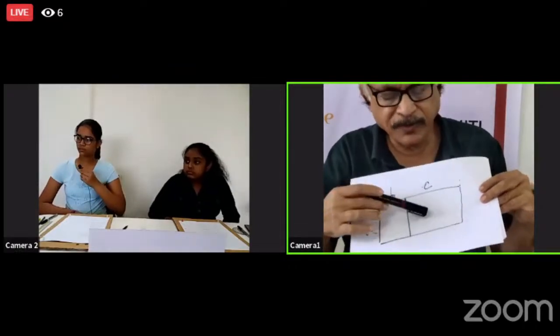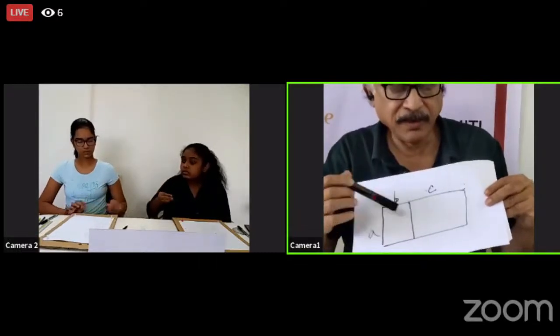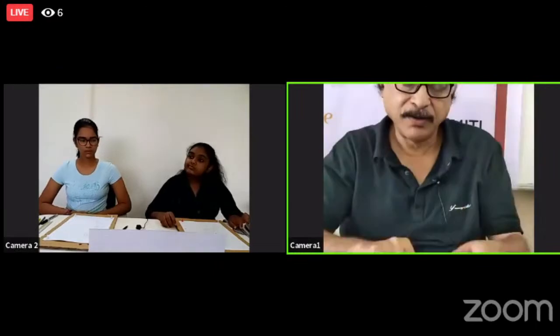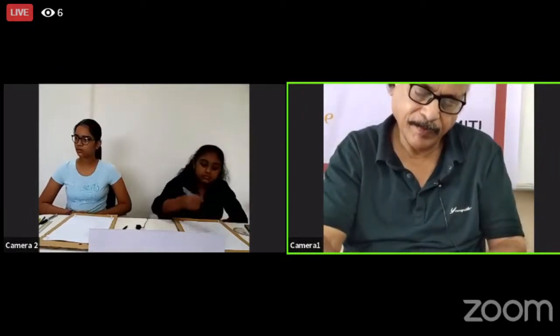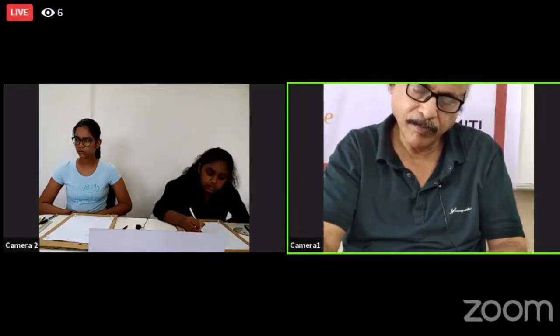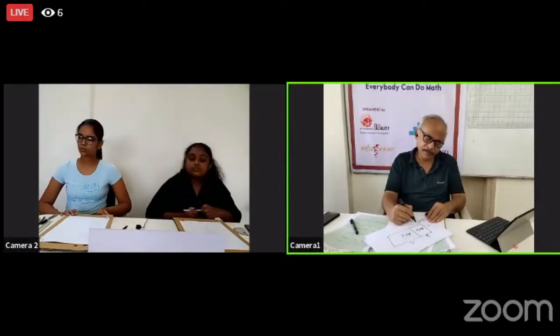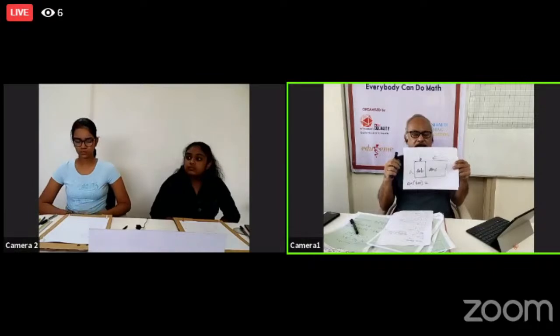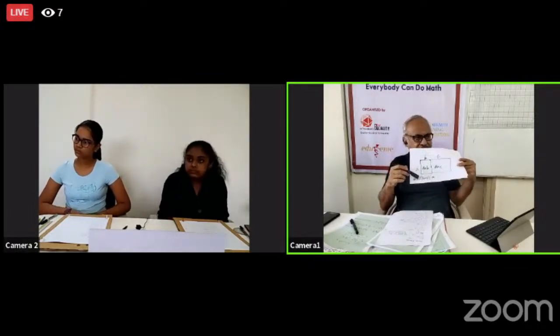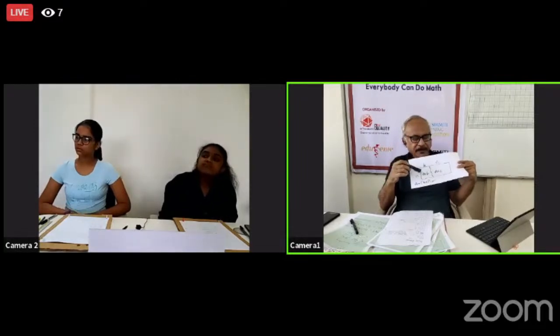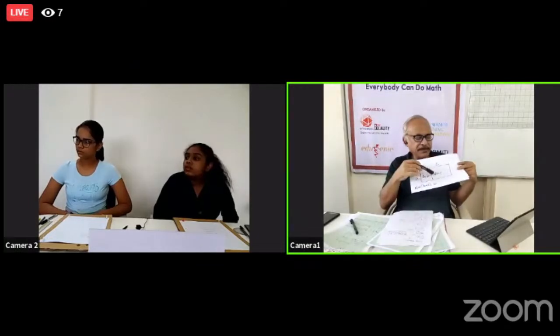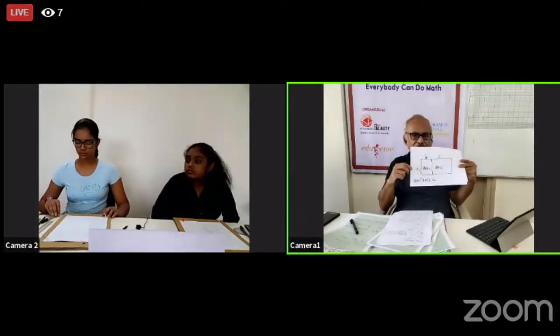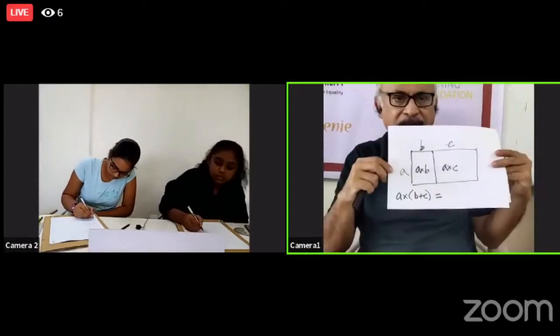And Gyanjyoti, what is the area of the second part? A into C. So please write that inside your rectangles. I will write it here. And now I will write the problem. So this big rectangle is A into B plus C. And that is two parts, A into B plus A into C. So please write that on your piece of paper. A into B plus C is A into B plus A into C.